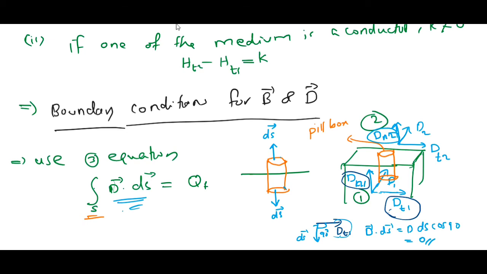Now take this perpendicular component here and the perpendicular component here. The perpendicular component is along this direction, this Dn2 here, and Dn1 goes here. The angle between both is 0 degrees here, and here the angle between both is 180. Now let us come to this integration.